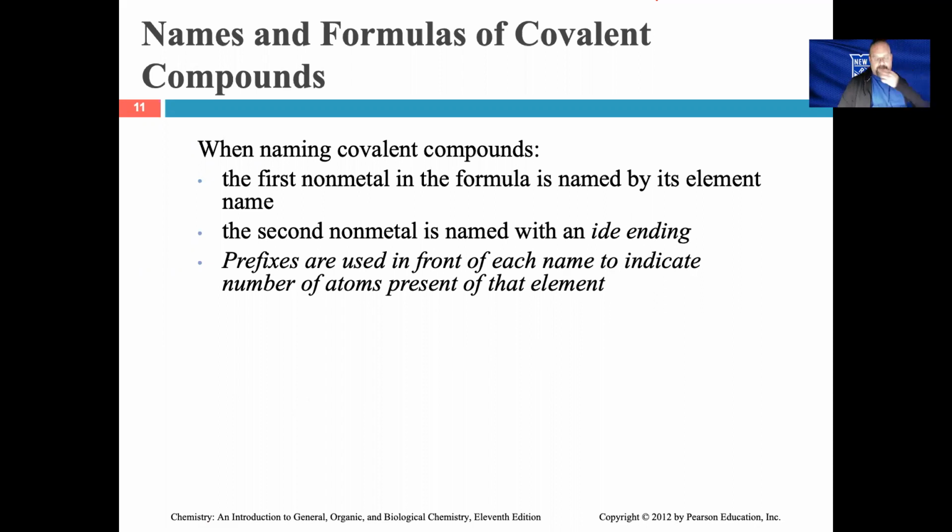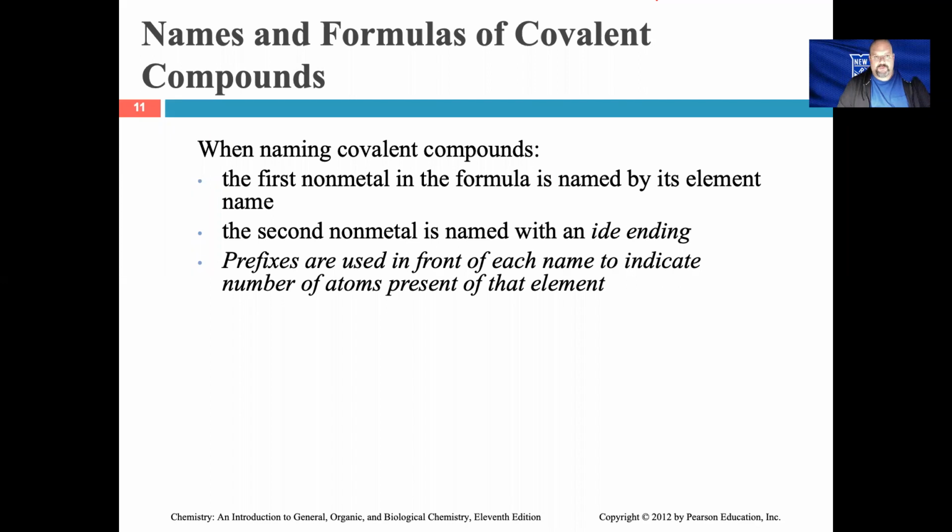And if you think about that, that's very similar to what we talked about in terms of ionic compounds, where you have a metal and a nonmetal. The metal would be known by its element name, and that was the first part of the formula. And the nonmetal would be named with an IDE ending. And those IDE ending names, like chloride and oxide and nitride and such like that, are going to be used here as well. However, the main difference is the following.